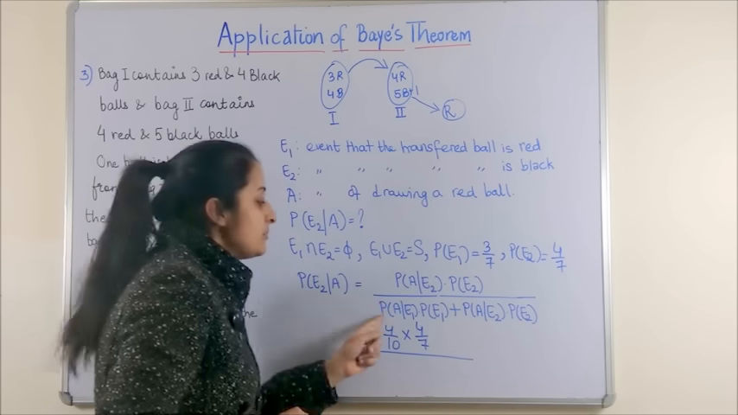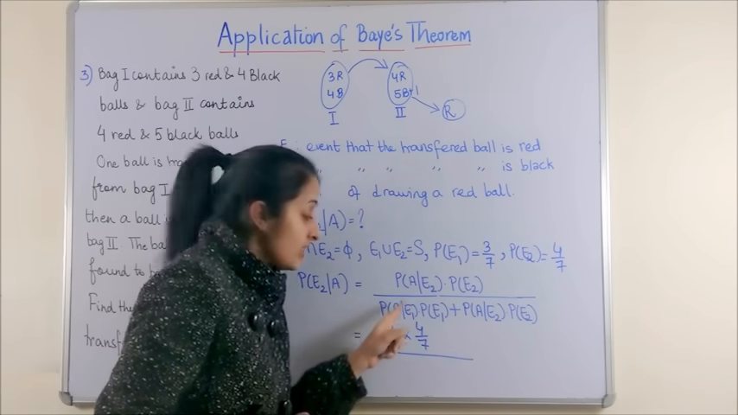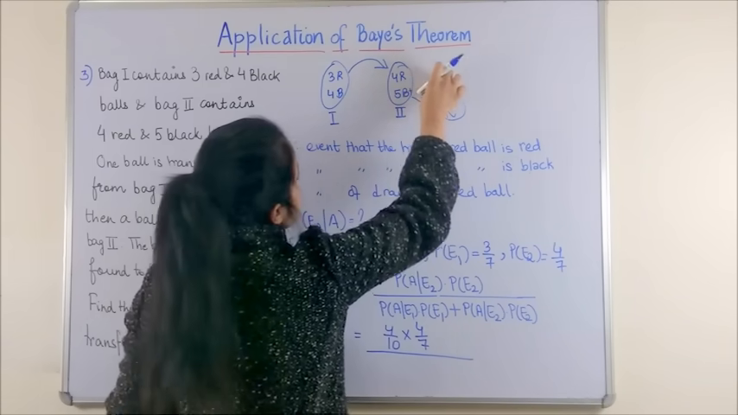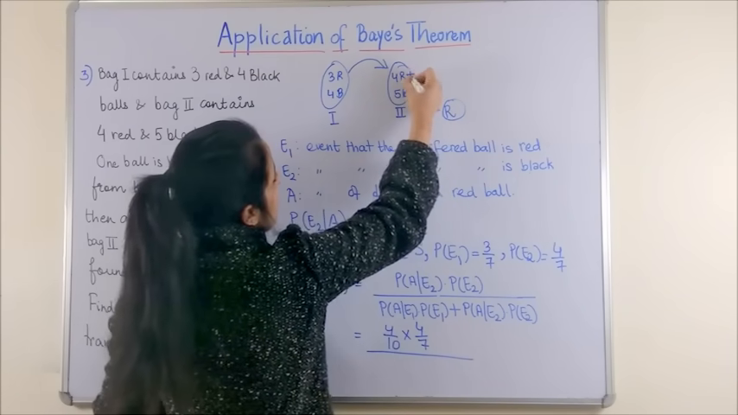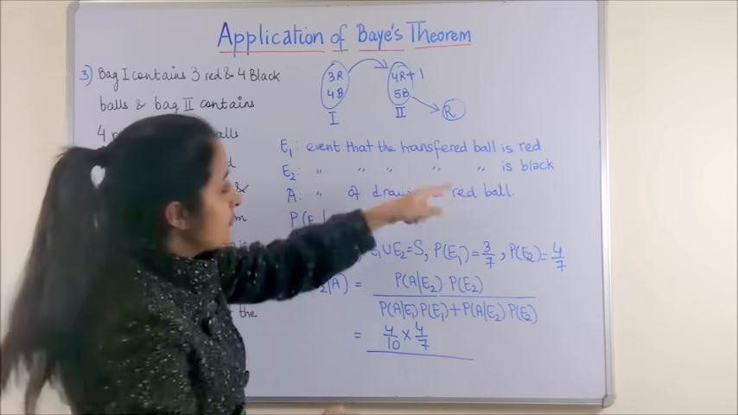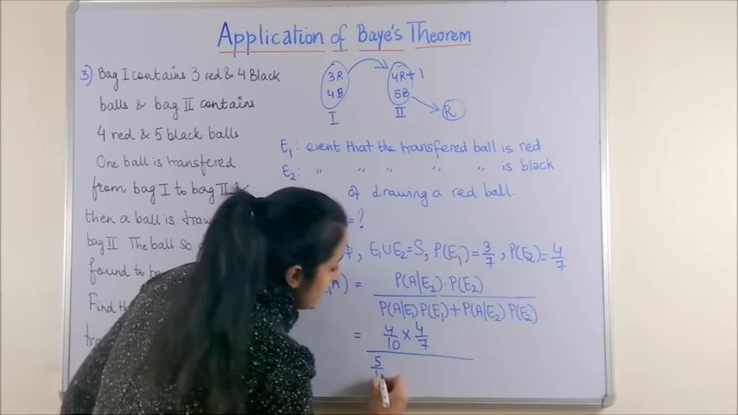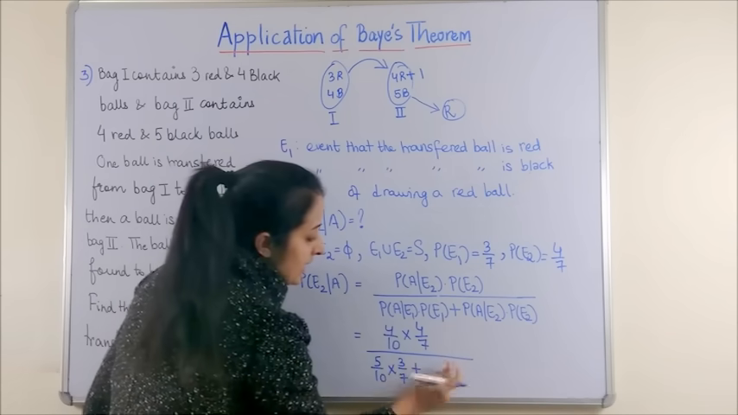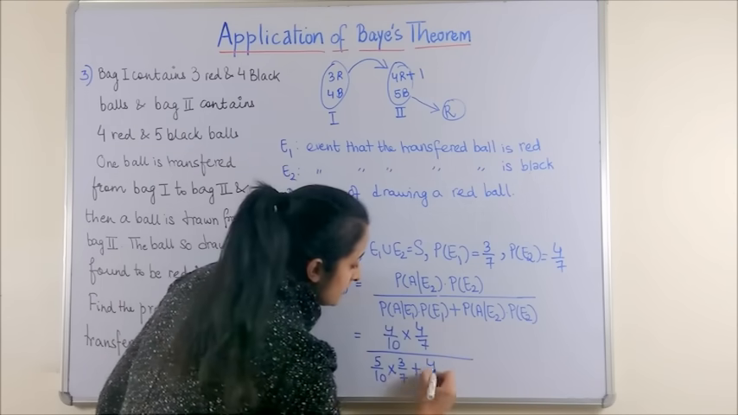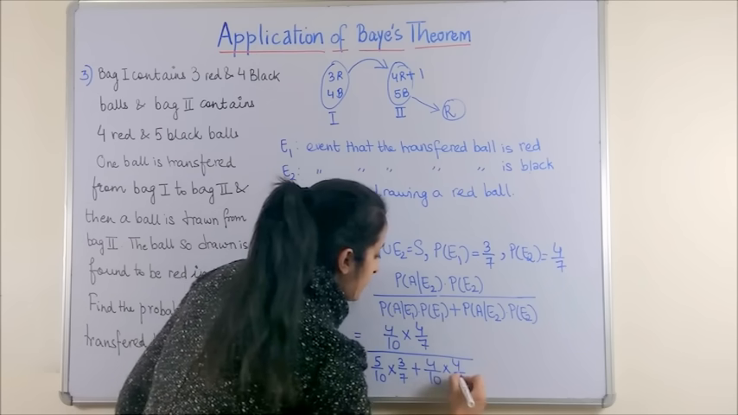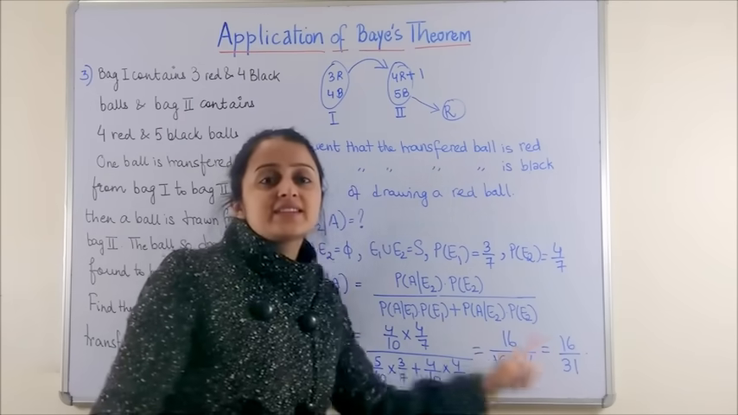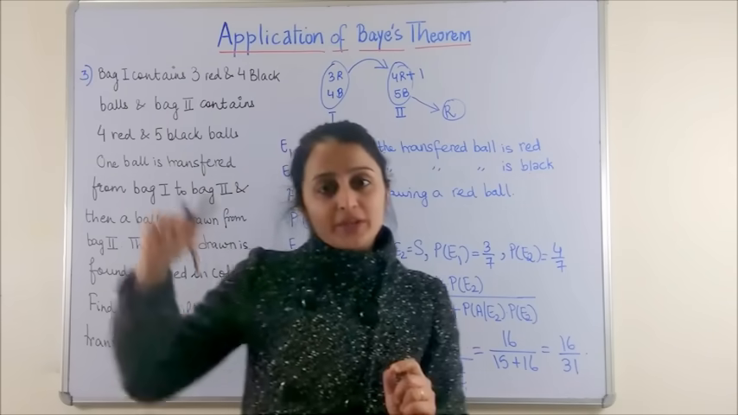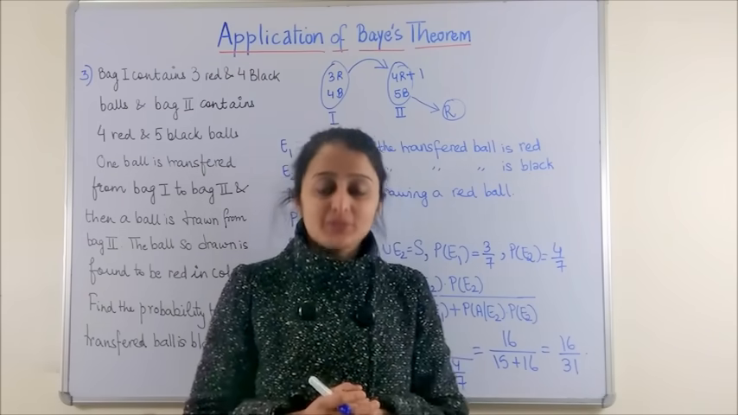Look at this now, probability of drawing a red ball when the transferred ball was also red. So this time that means my red ball increases and I have to draw the red ball, so it becomes 5 by 10. Probability of E1 is 3 by 7. And here we just repeat the numerator. The answer is 16 by 31. Isn't that simple? Please go through the question as well as its solution once more.